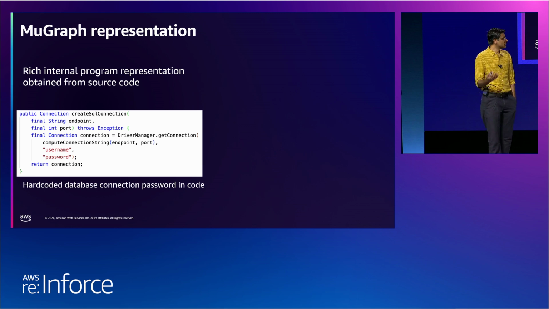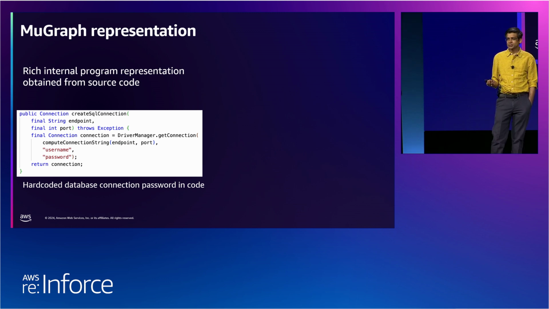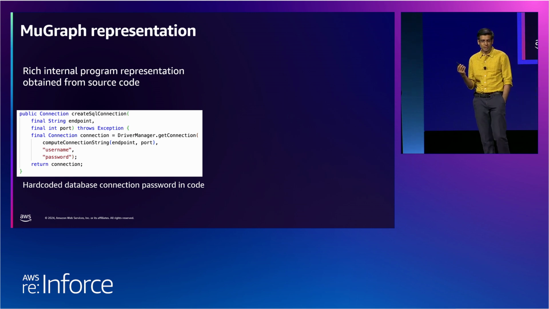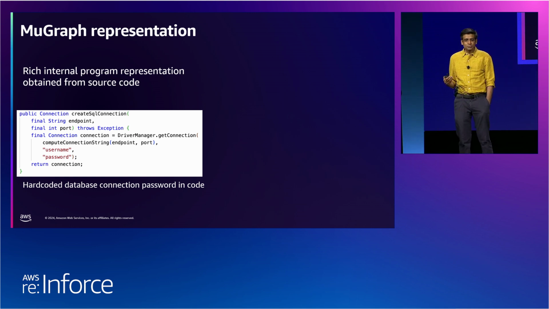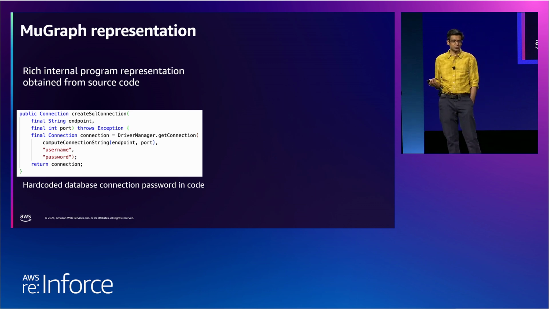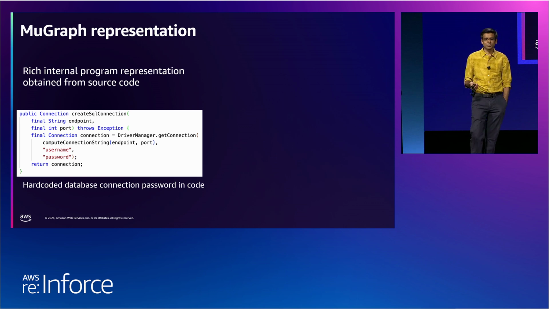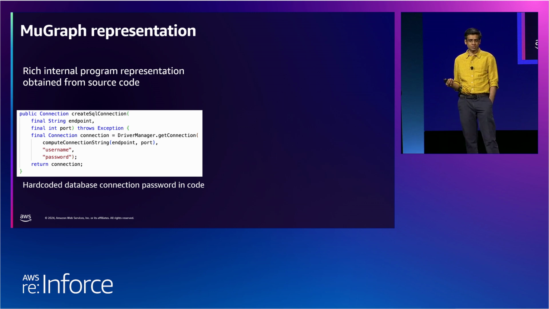So this is an example method, create SQL connection, where the developer is creating a SQL connection. And they're doing that by calling the getConnection API that is declared in the driver manager class. The thing to note here, though, is that the developer has hard-coded both the username and the password in the code. And as you would understand, this is a critical security vulnerability. As soon as this code is checked into the repository, an attacker can gain access to these credentials and can use this to access the SQL database without authorization.